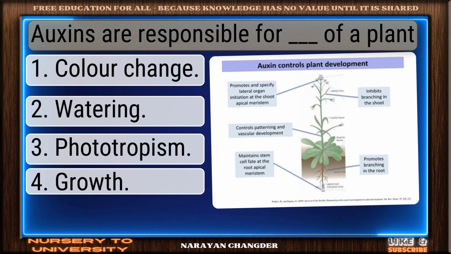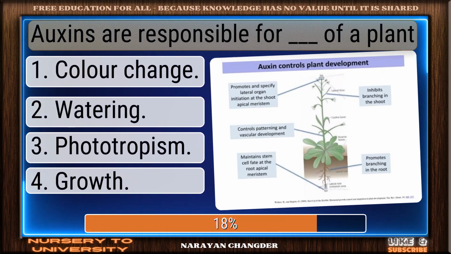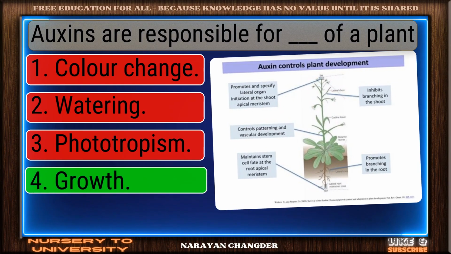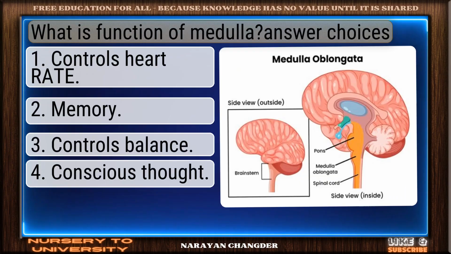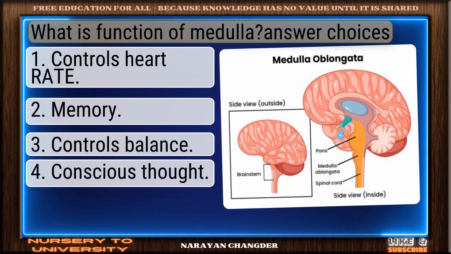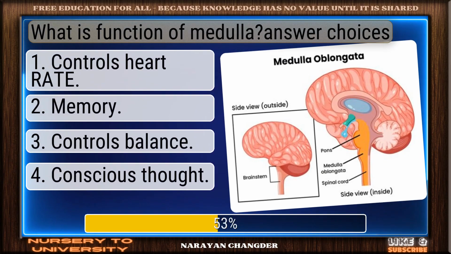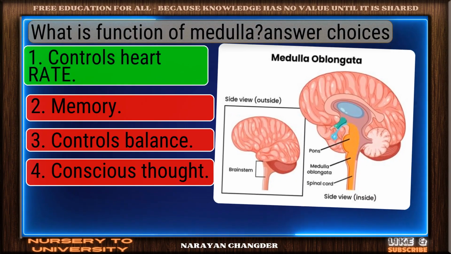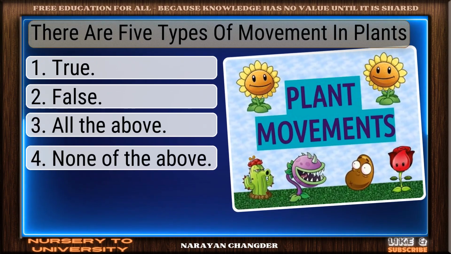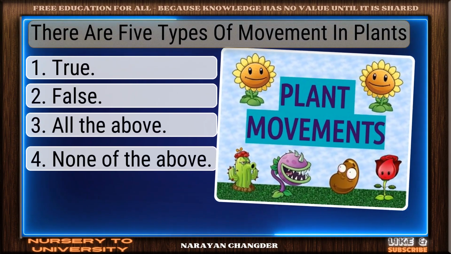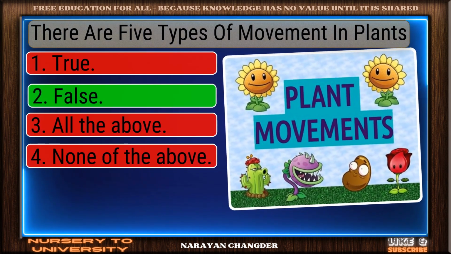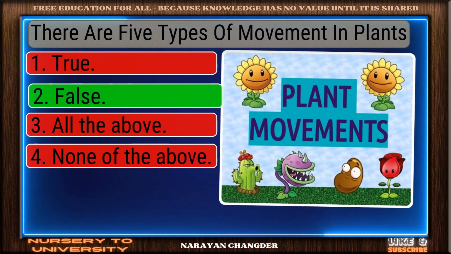Auxins are responsible for dash of a plant. Good thinking. Growth is right. What is the function of medulla? Answer choices. Nicely done. Controls heart rate is solid. There are 5 types of movement in plants. Perfect. False is the one.